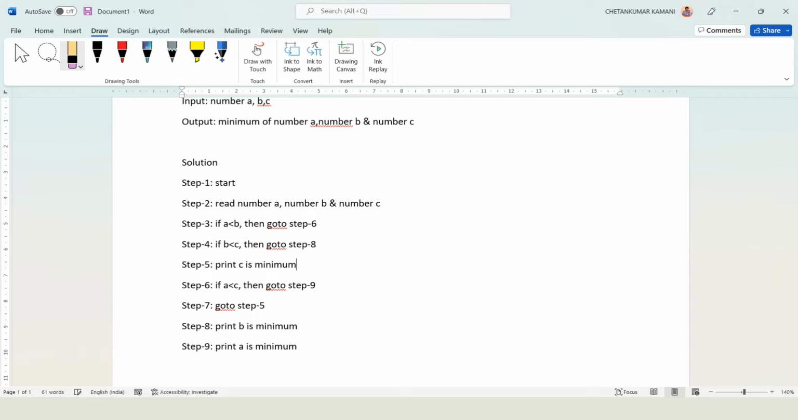8. Okay. Now step 10 would be, don't worry, I will explain it. Step 10 would be stop. Then after printing C is minimum, we have to go to step number 10.